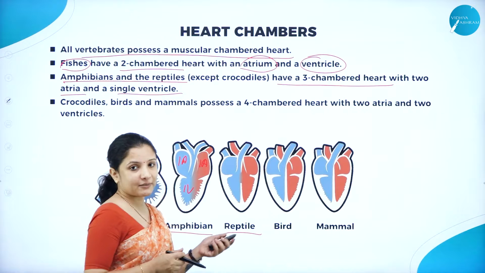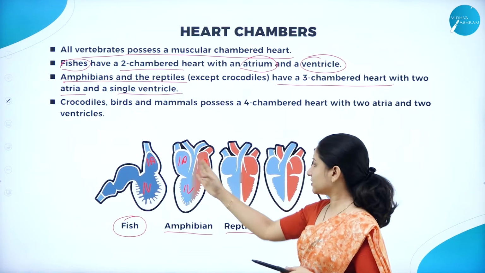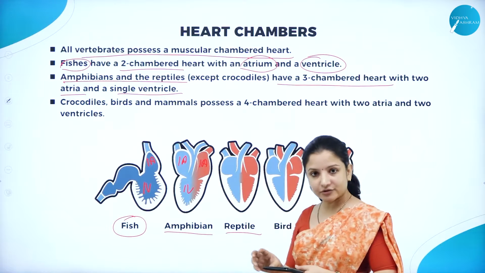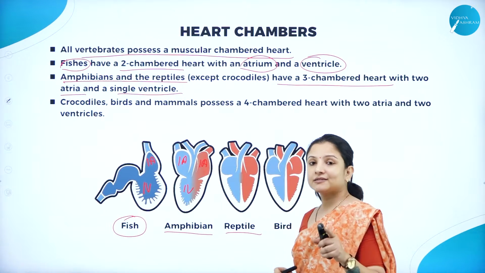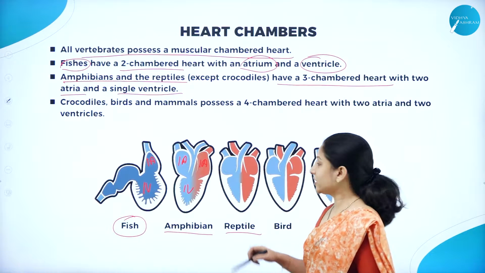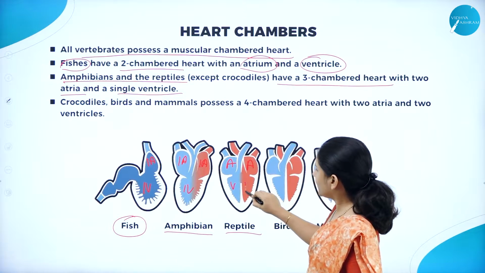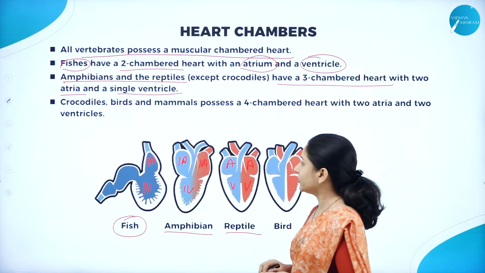Next, talking about reptiles again. I told you all the reptiles have a three-chambered heart, just like amphibians have a three-chambered heart. The exception is crocodiles. Crocodiles have a four-chambered heart. What four-chambered heart? They have two auricles and two ventricles. That is why it is a four-chambered heart.